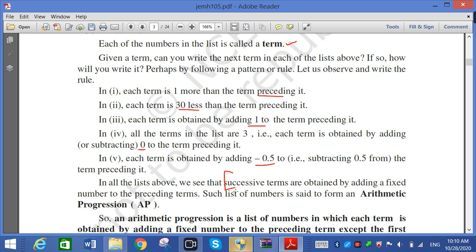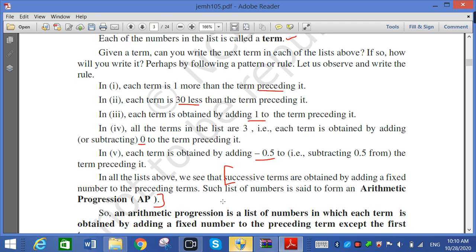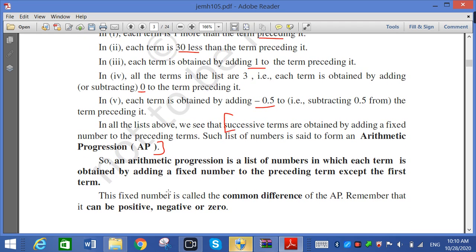Definition of arithmetic progression: successive terms are obtained by adding a fixed number to the preceding term. Such a list of numbers is said to be an arithmetic progression. That is called arithmetic progression. What is an arithmetic progression? You have to note this down and write it. An arithmetic progression is a list of numbers in which each term is obtained by adding a fixed number to the preceding term, except the first term.